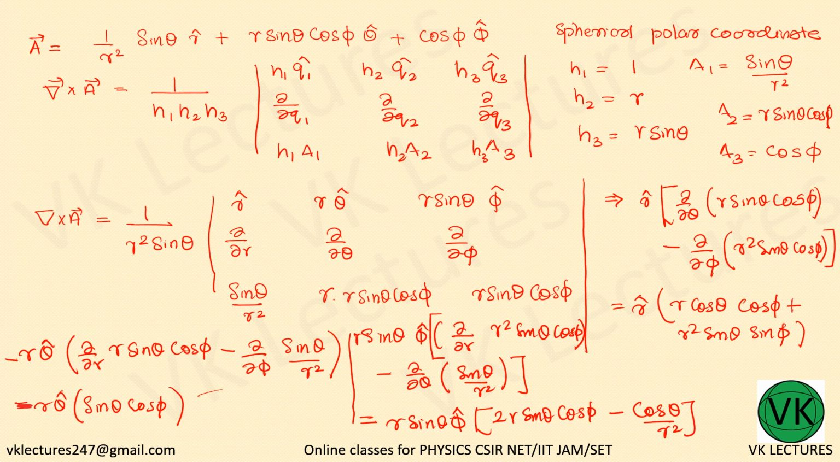Now add these terms. This is the first term with respect to r cap. This is the theta cap, second term. Here you have the third term. Add all the terms and divide by r square sin theta. It gives us the required answer.